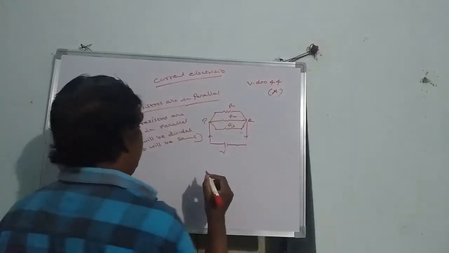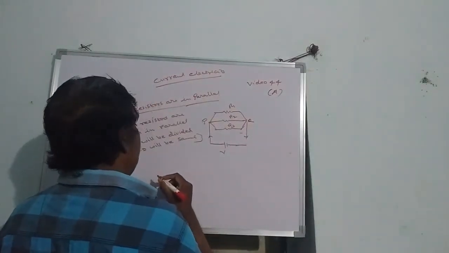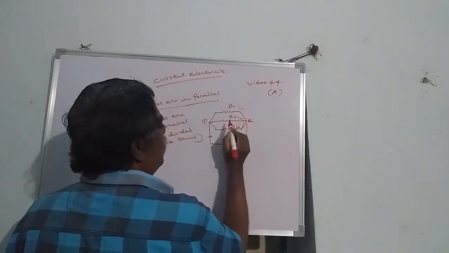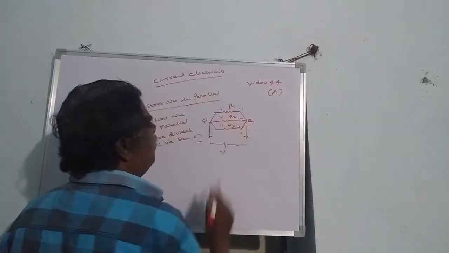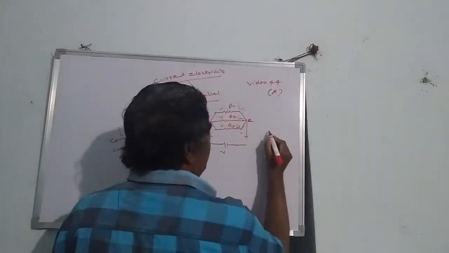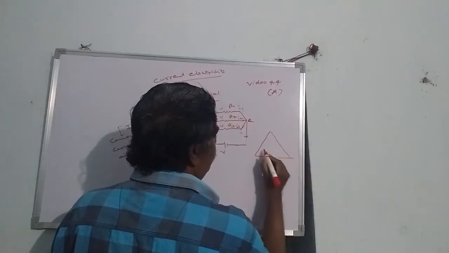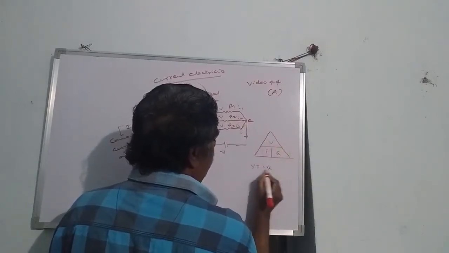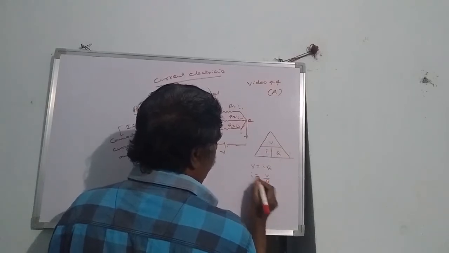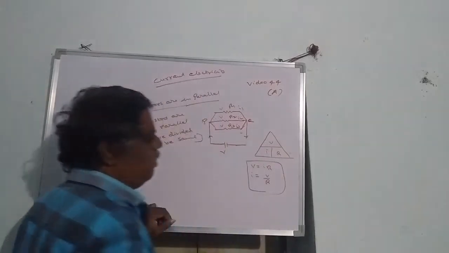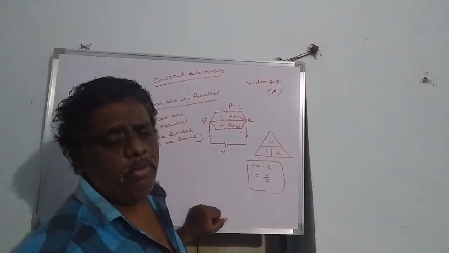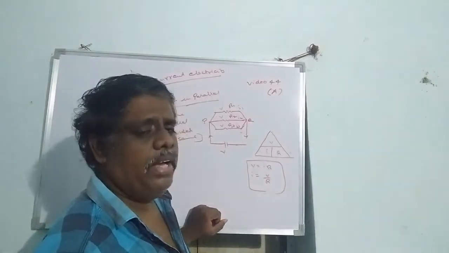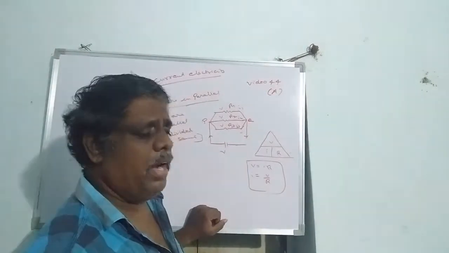Let us say the current will be divided. That means it will be I1, I2 and I3. The potential will be the same, V and V. So draw the magic triangle again here: V, I, R. Therefore V is equal to IR, or I is equal to V by R. This we have to remember from Ohm's law, because we have already derived Ohm's law. So V is equal to IR or I is equal to V by R.